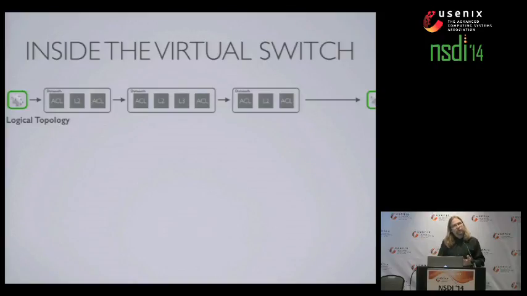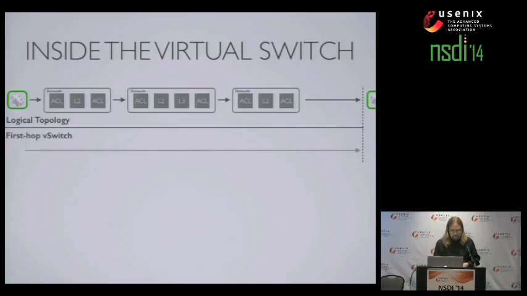And only once we know the logical destination port, we can figure out which is the destination hypervisor the packet should be tunneled to. So here we have a packet that traverses through a logical switch to a logical router and then to a logical switch before it actually reaches the destination VM on the right side. And let's see what happens within the first hop virtual switch.